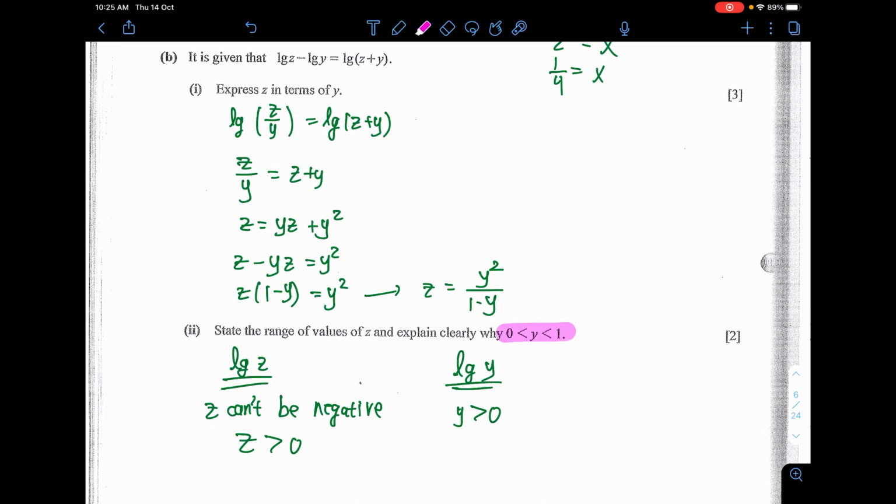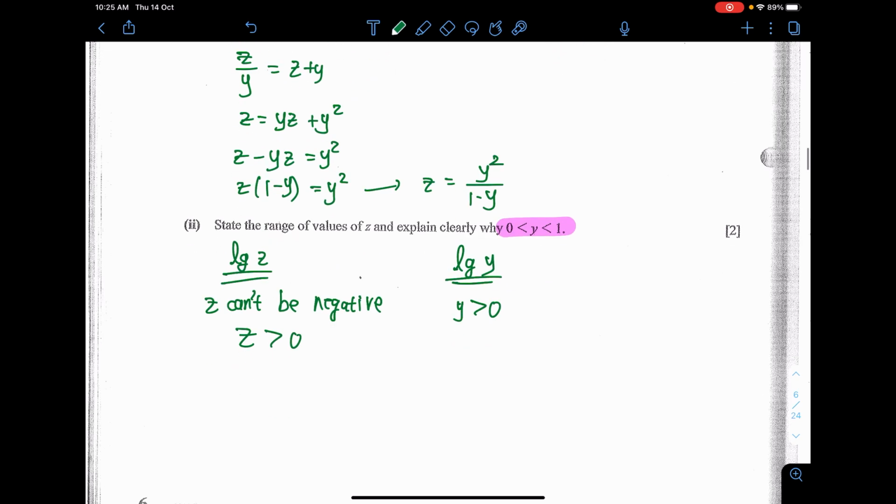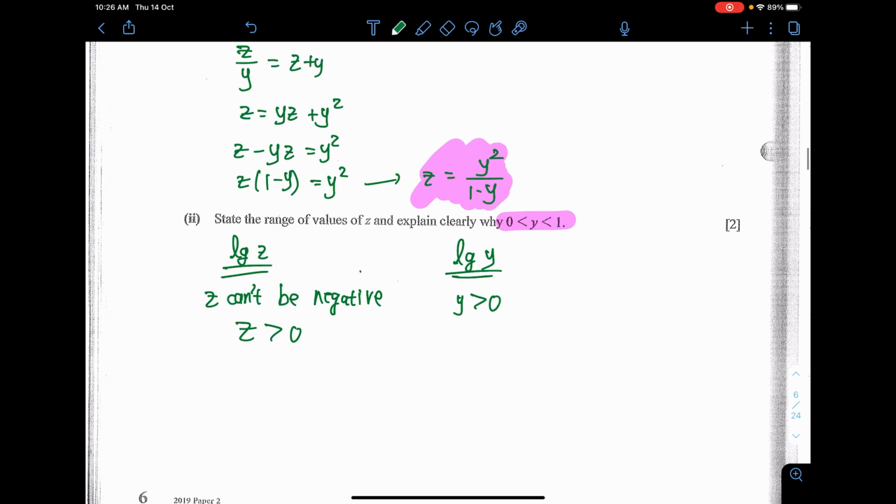However, they claim that y must be between 0 and 1. So why? Why is that so? Okay, let's think about it. If anything to do with this, I would say it has something to do with the answer from the first part. If I carry down the first part here, I can tell that z is actually greater than 0. Hence, y square over 1 minus y is also greater than 0. It's a must that this thing must be greater than 0 also, right?